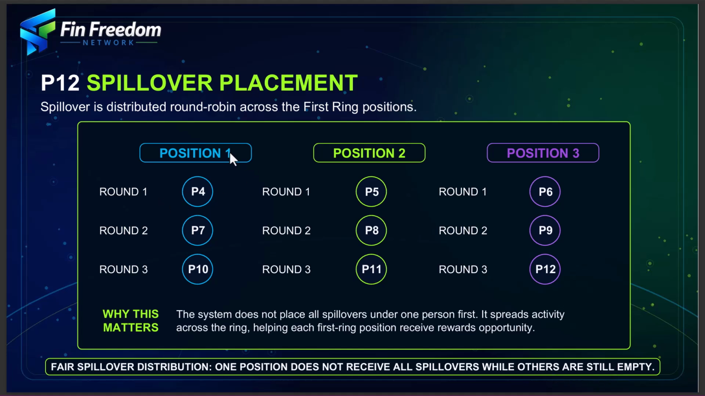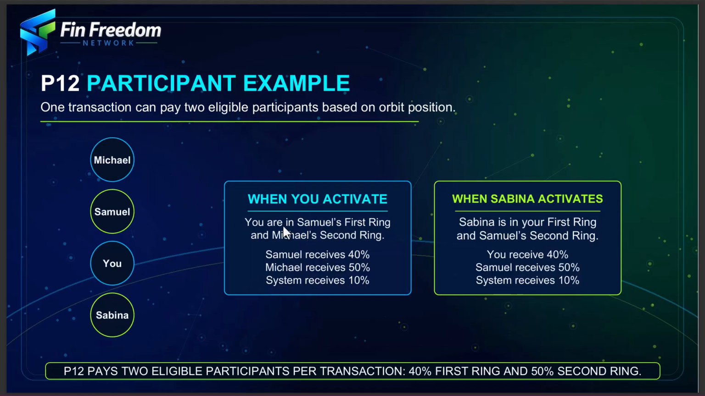So for position 1, this is how the spillover works. Position 2, this is how the spillover works. Position 3, this is how the spillover works. As we proceed in the business, you will understand all of these things. Okay? But this is how these spillovers work. They work through what we call round robin system. So let me explain how P12 works in more detail.